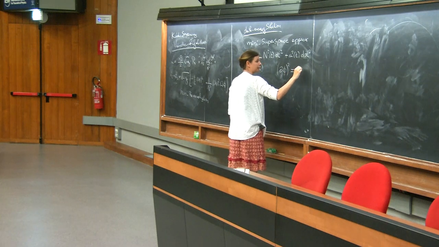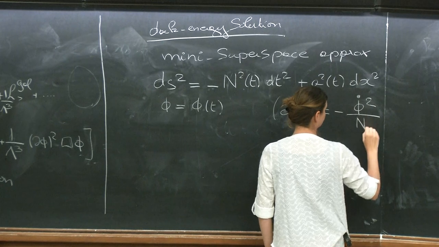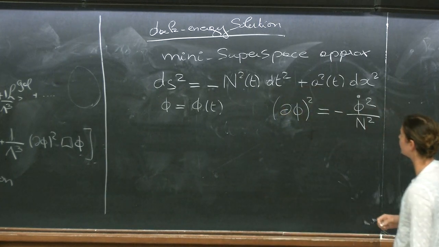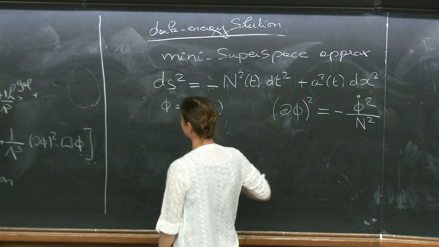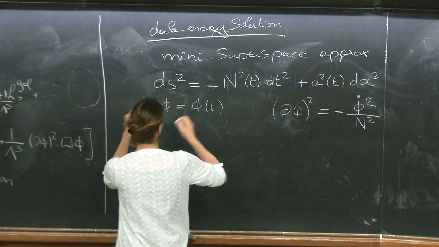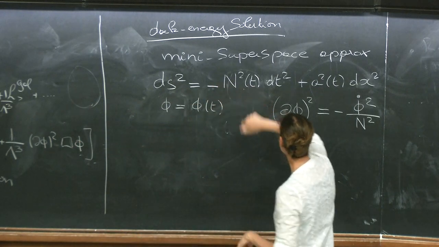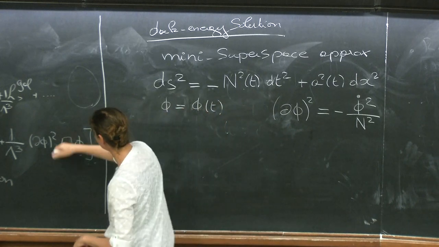In this case, it will be phi dot squared over n squared, where the lapse comes in, and a dot is a derivative directly with respect to time. And we can work out what the box is. A priori, I will need to involve some derivatives of the lapse, some derivative of the scale factor, and the second derivative of the scalar field when I derive the box.